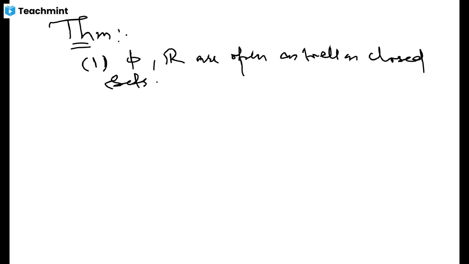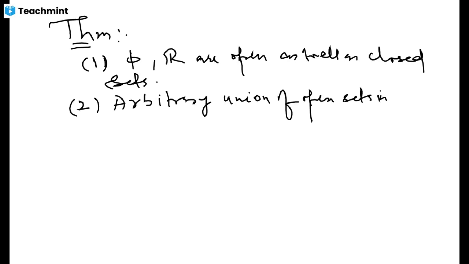And why is R closed? The definition of a closed set is that its complement needs to be open. What is the complement of R in R? The complement of R in R is the empty set phi, and we saw that the empty set is an open set. Similarly, the complement of phi is R, hence R is an open set, and phi is a closed set. The second property of open sets is that an arbitrary union of open sets is an open set.